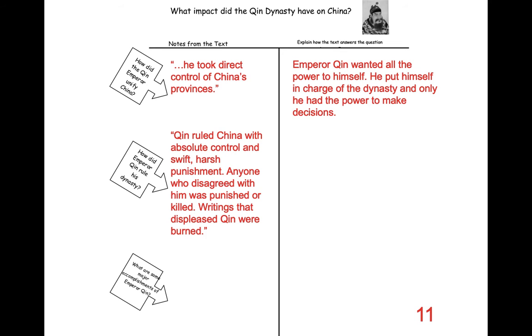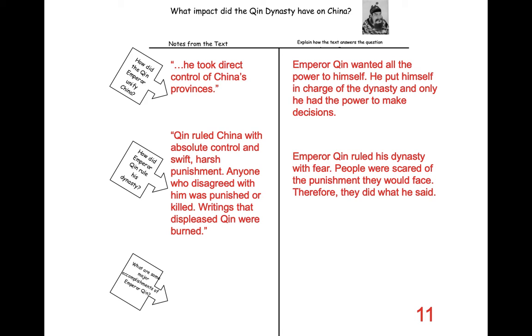How did he rule his China? Maybe you found a piece of text that looks like this. Qin ruled China with absolute control and swift, harsh punishment. Anyone who disagreed with him was punished or killed. Writings that displeased Qin were burned. And so what does that mean to us? He ruled his dynasty through fear. People were scared of the punishment that they faced. Therefore, they did what he said.